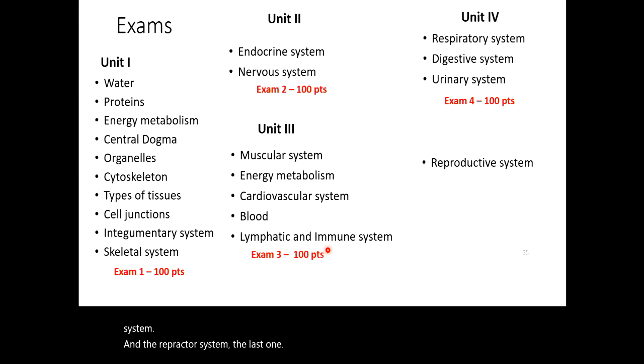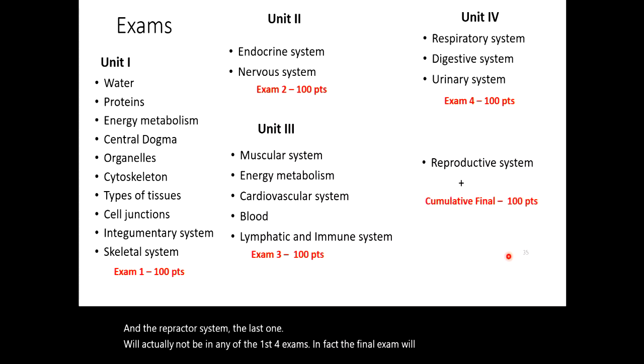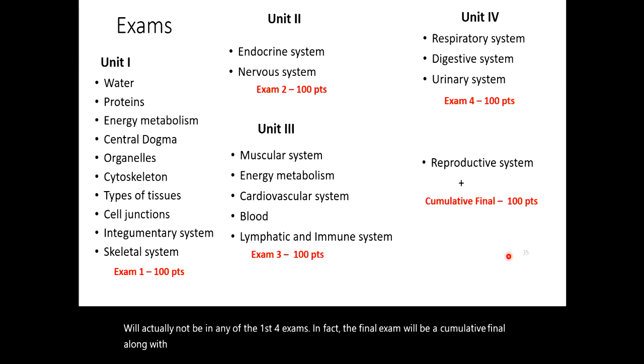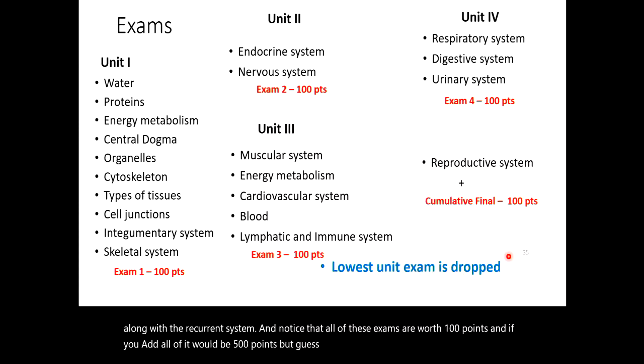last one, will actually not be in any of the first 4 exams. In fact, the final exam will be a cumulative final along with the reproductive system, and notice that all of these exams are worth 100 points, and if you add all of it, it would be 500 points. But guess what? We are going to drop the lowest unit exam score.